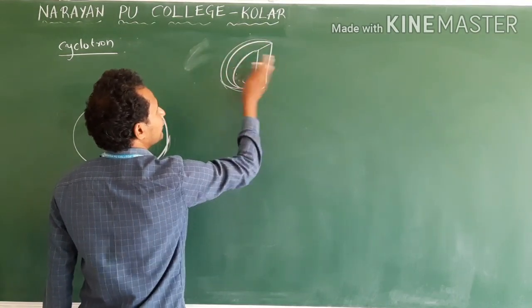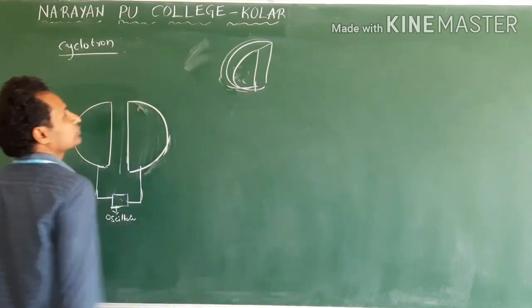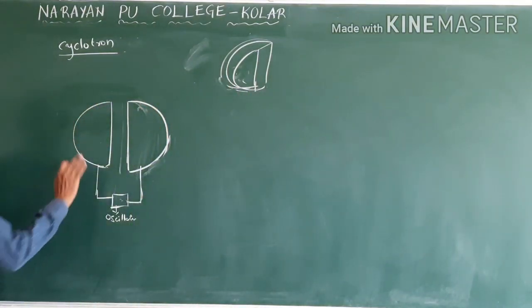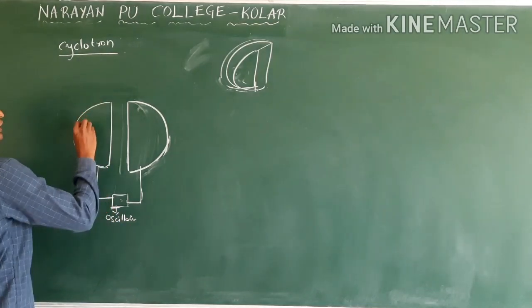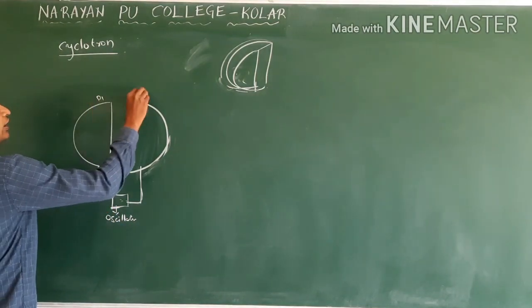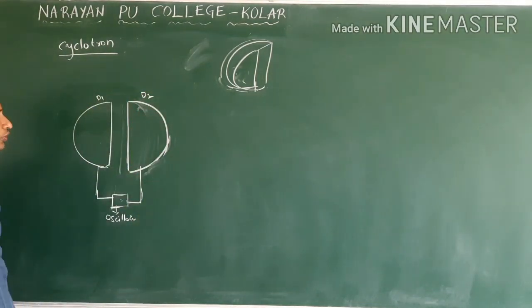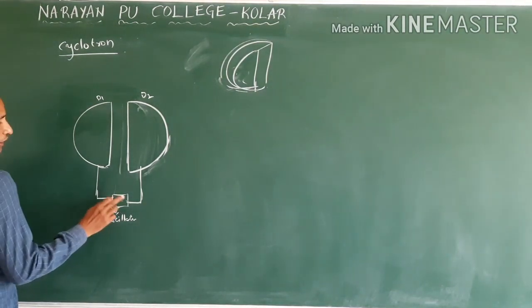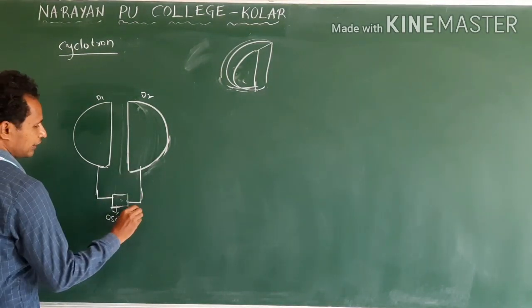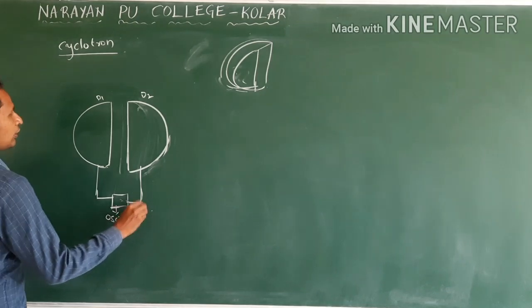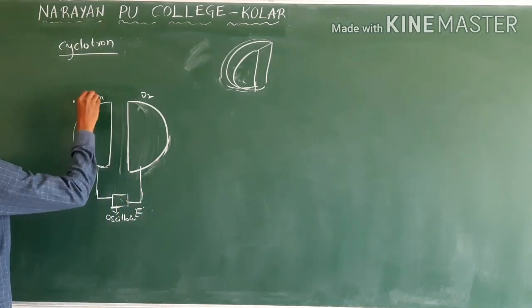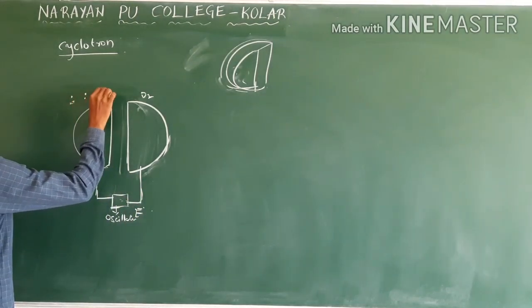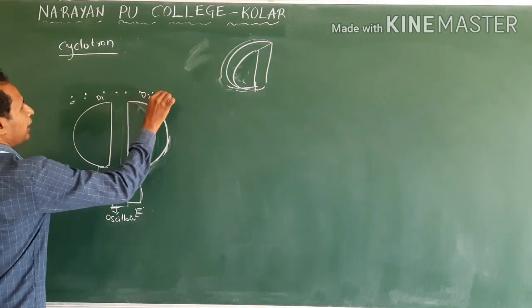It looks like this, hollow D. Clear? Understand now? This is D1 and D2. This is D1 and this is D2. Okay? Using an oscillator, we apply what? Electric field.